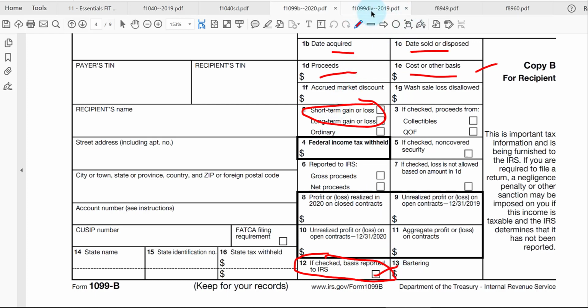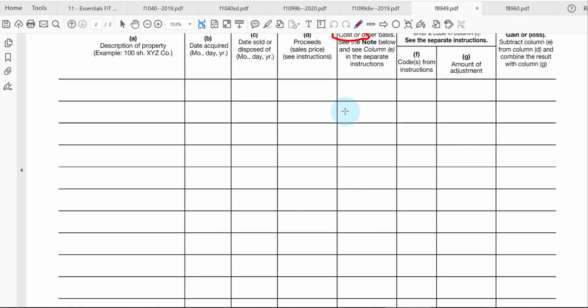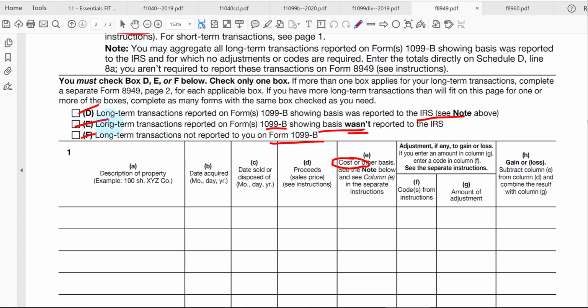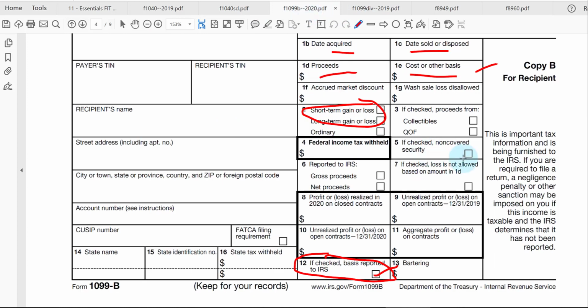Let's go back again here. 8949. A or D, meaning that it was showing the cost basis going to the IRS. Yeah, this is long term. And A would also be cost basis reported to the IRS. Okay, so this is a 1099B form that was being referenced in the previous forms.